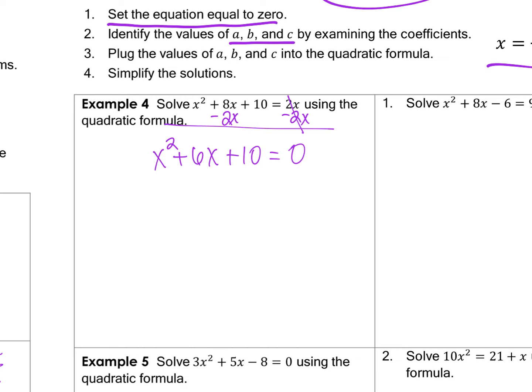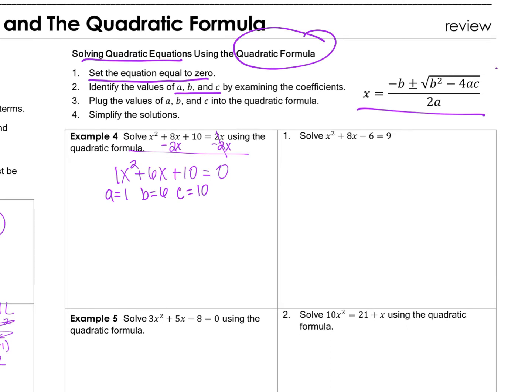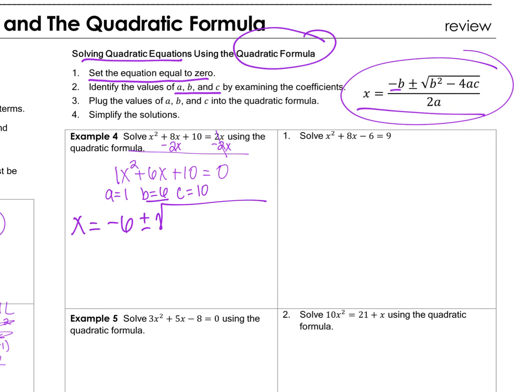And then I'm going to plug into the quadratic formula. So remember, a is the number in front of x squared. So a equals 1. b is the number in front of x, so that equals 6. And c is your constant, which is the number without the variable. So we're going to plug into that quadratic formula right here. So x equals, it says negative b, so that makes it negative 6 because b is positive, plus or minus the square root of b squared, so 6 squared, minus 4 times a times c, over 2 times a.